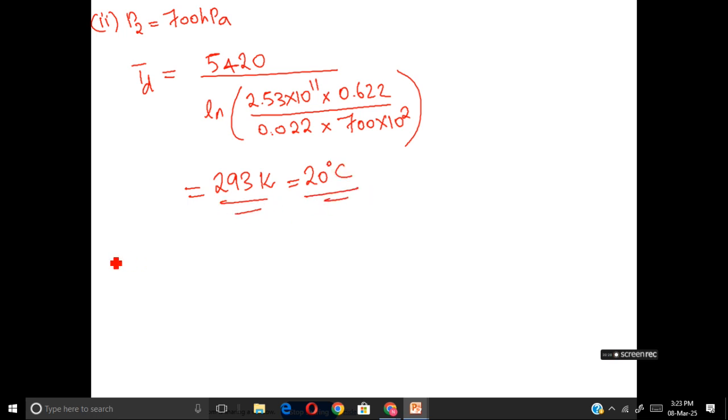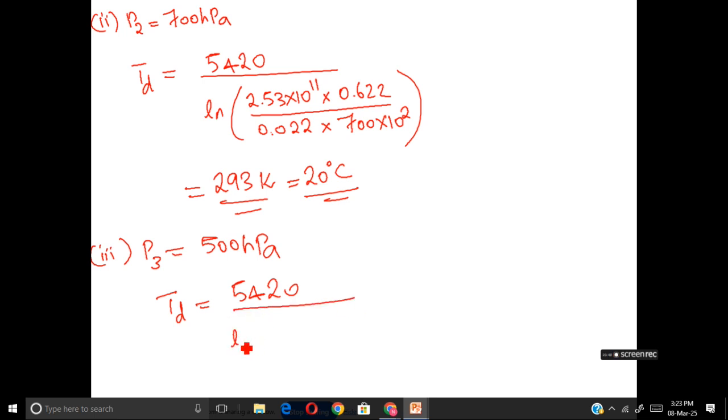This is the temperature to which the parcel needs to be cooled when the parcel is present at a pressure level of 700 hectopascal. Now the third case, when the pressure level is 500 hectopascal, repeat the same thing, just replace P by 500 hectopascal. How much is it coming in this case?